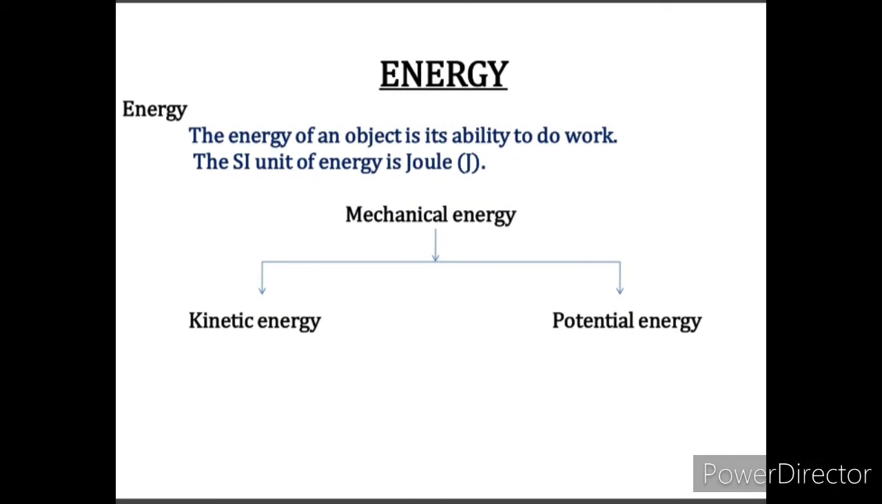Energy. The energy of an object is its ability to do work. Energy is the cause and work is its effect. Therefore, work and energy have the same units, which is joule in SI system. Now, different forms of energy. First, mechanical energy. Mechanical energy is of two types: kinetic energy and potential energy.